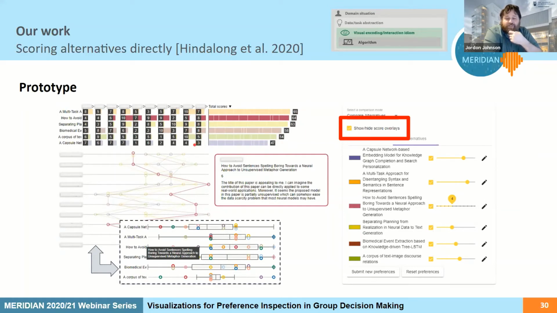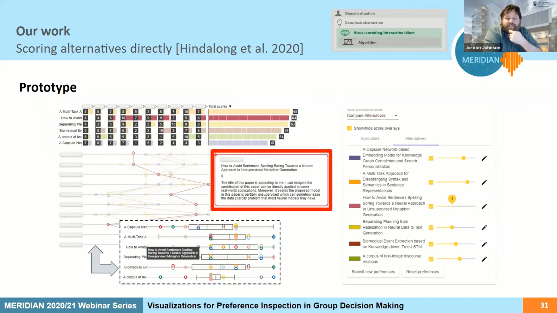trying to do things visually, it's still useful to be able to have the numbers if we want them. We can get additional details on demand at any time here. Whenever a user hovers over a particular circle or a particular bar, then this pane appears and displays all the details that we have about the score that's being represented. So the name of the evaluator, obviously brushed out here, the name of the alternative, and in this case, the alternatives were papers in natural language processing, so that's the title of the paper. We have the score that was assigned by the evaluator, and we have any comments provided by the evaluator in order to justify their preference.